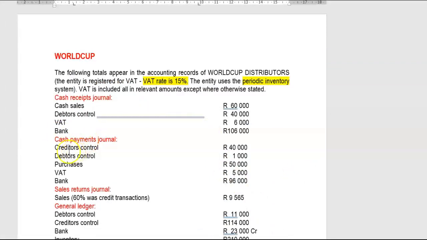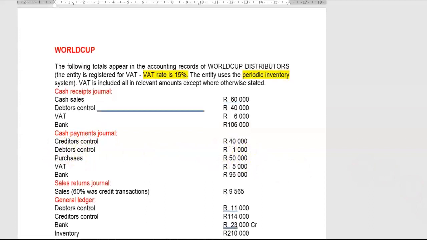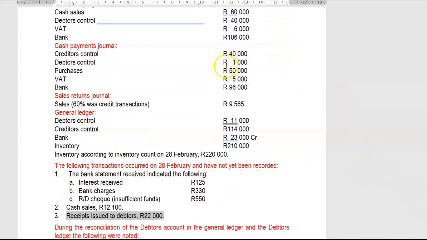Bank, cash book payments journal. There was 1,000 rand in the cash book payments journal. When will we insert something in the cash book payments journal that affects debtors? It is only when there are things like mistakes or RD checks. So that 1,000 rand was a credit against the bank, it's a payment, so it must be a debit against the debtors control account.